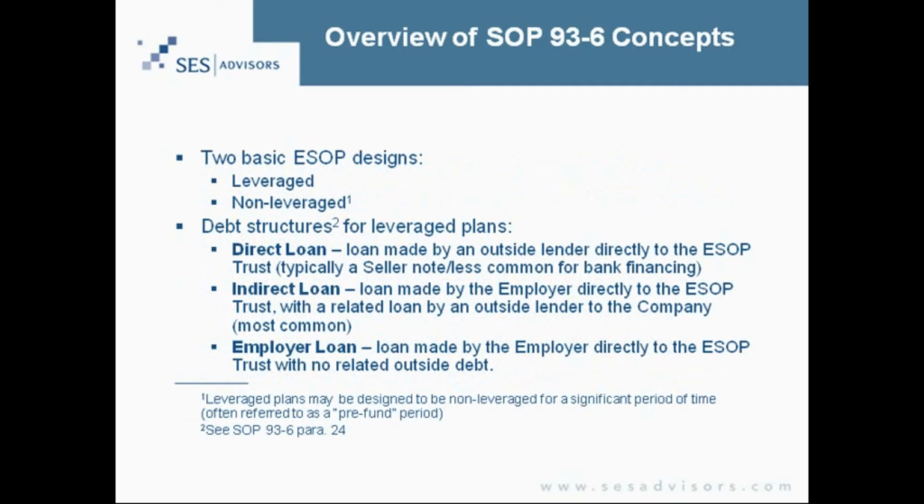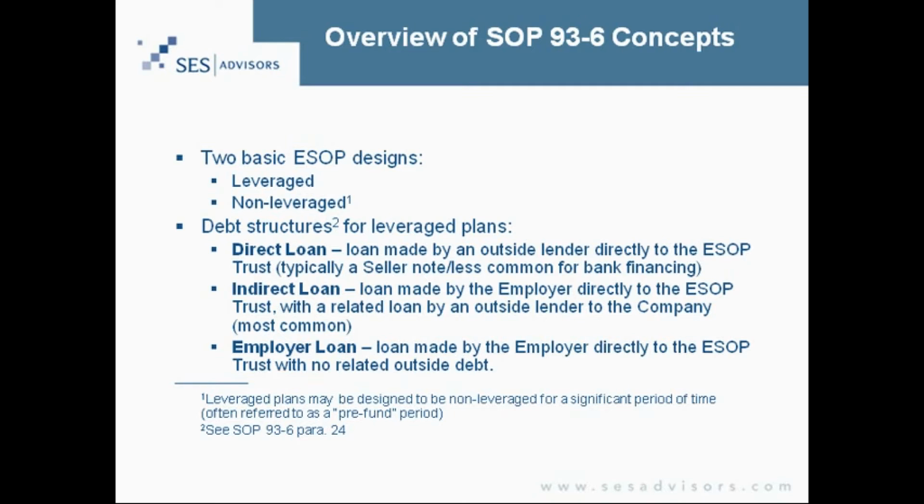Page 24 of the SOP gives a really nice overview of the different types of loans. They use a little bit different terminology than much of the ESOP community uses. But they're basically leveraged plans, non-leveraged plans. And then there are different debt structures. The first and most prevalent one is the indirect loan. This is where the loan is made by the company, the sponsor or employer, directly to the ESOP. And then there's a related loan by an outside lender to the company. And that lender might be a bank, it might be the selling shareholder, it might be another type of lender.